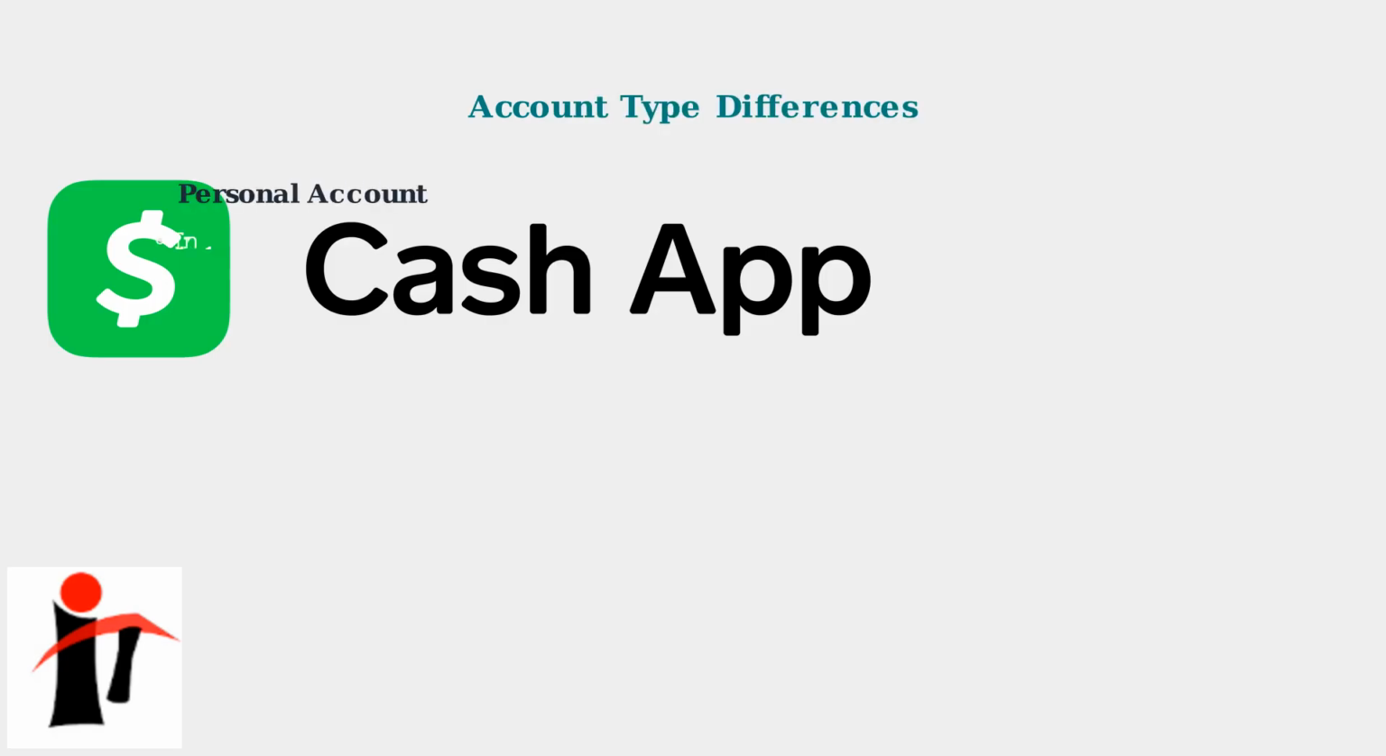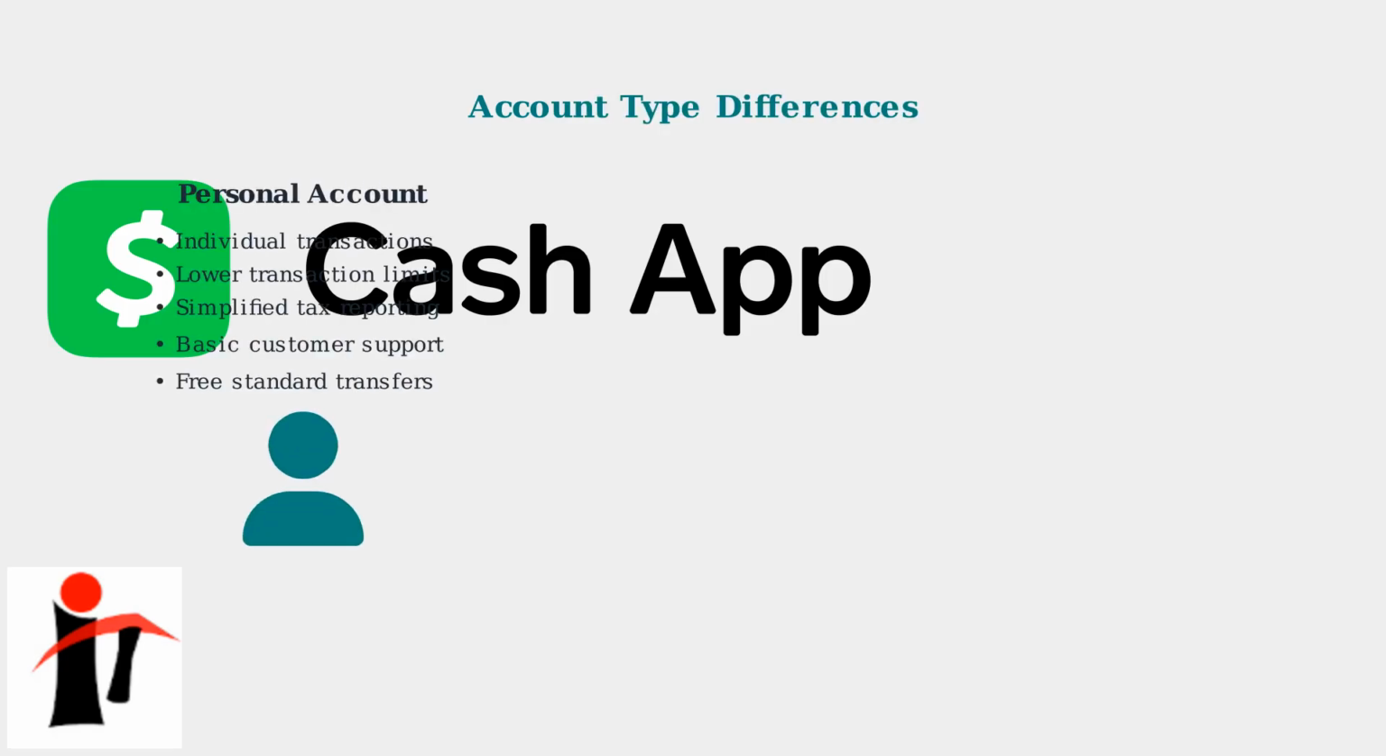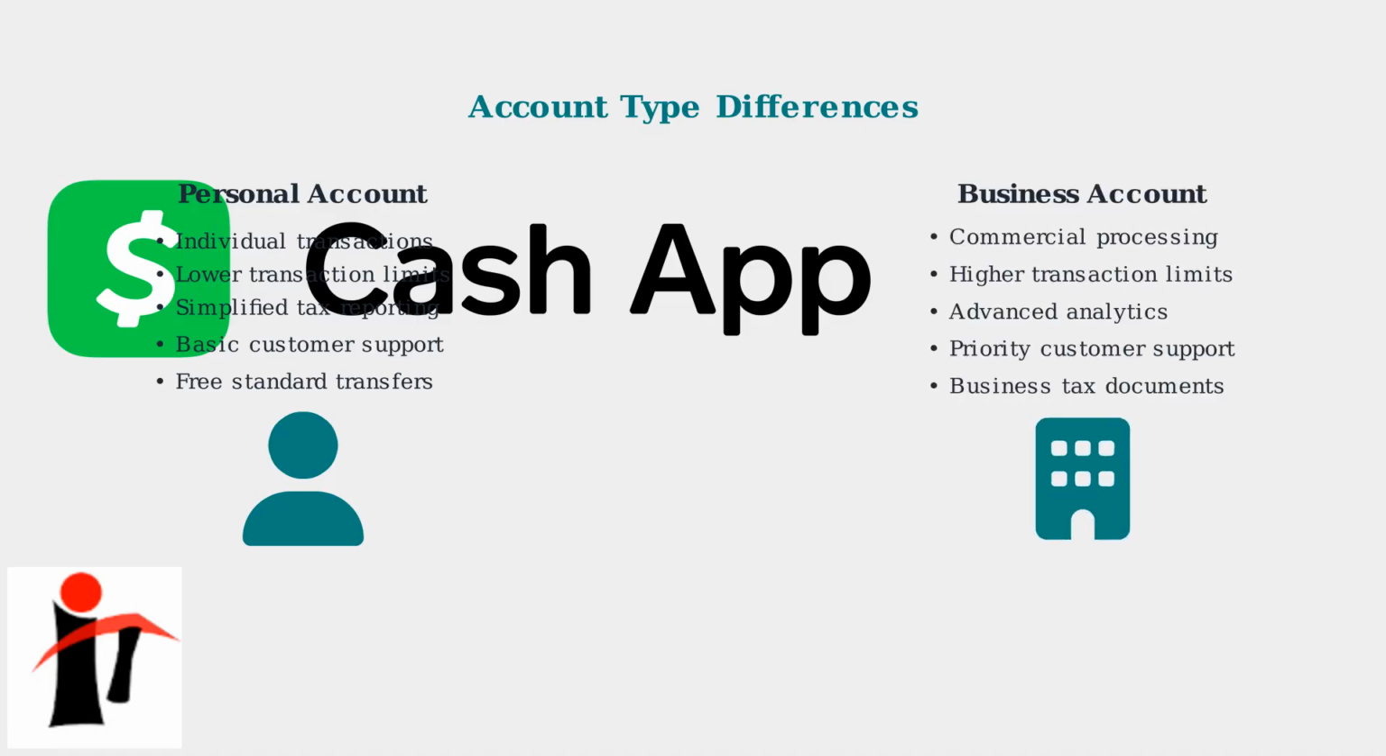Understanding the key differences between personal and business accounts is crucial for making the right choice initially. Personal accounts are designed for individual peer-to-peer transactions with simpler features. Business accounts, on the other hand, are designed for commercial transaction processing. They offer higher limits, advanced analytics, business-specific tax documents, and priority customer support.